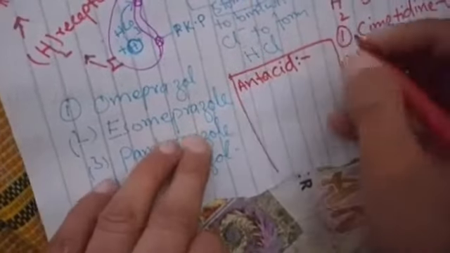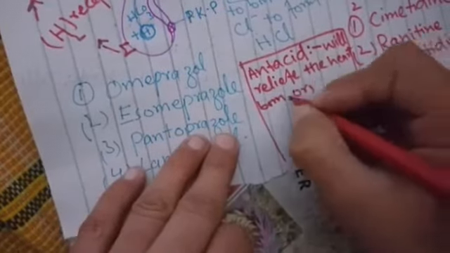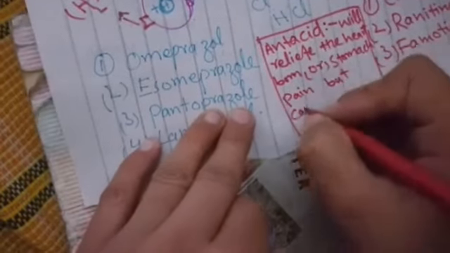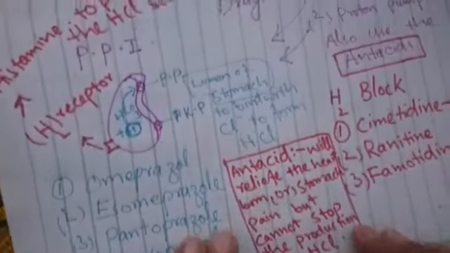And antacid. The antacid will relieve the heartburn or the stomach pain but cannot stop the secretion or production of hydrochloric acid.